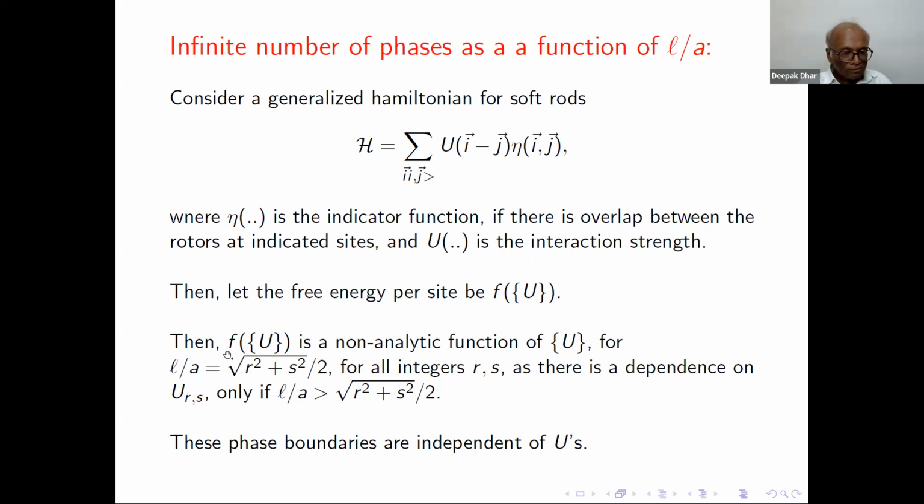Because suppose I take u17, one of those u's, then when the lattice spacing is such that the 17th particles can never overlap directly, then the dependence on u17 does not show up, and it shows up below. So it's a piecewise smooth function, or it's a non-analytic function of u exactly whenever this condition holds: L by A is equal to r squared plus s squared by 2. Here r and s are integers. And for all these places, there will be a non-analytic dependence on one of the u's.